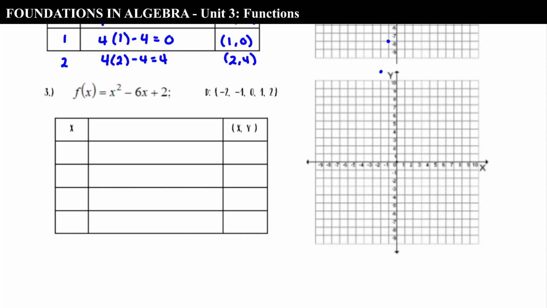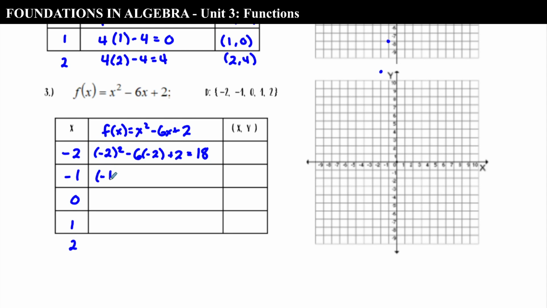All right, for example 3, let's fill out the table one more time. Negative 2, negative 1, 0, 1, and 2. This time our function has a square in it. We have x squared minus 6x plus 2. So let's plug in negative 2. We've got negative 2 squared minus 6 times negative 2 plus 2. That's going to be 4 plus 12, which is 16, plus 2 gives us 18. So we won't be able to graph that one.